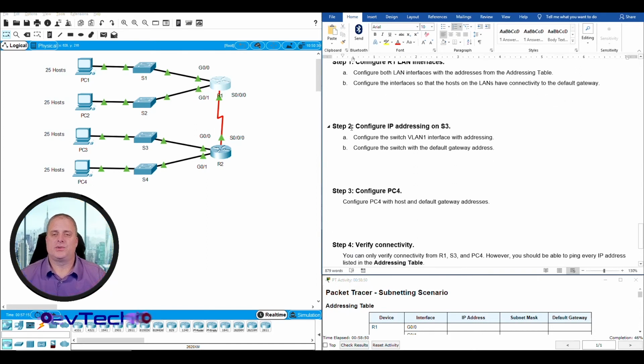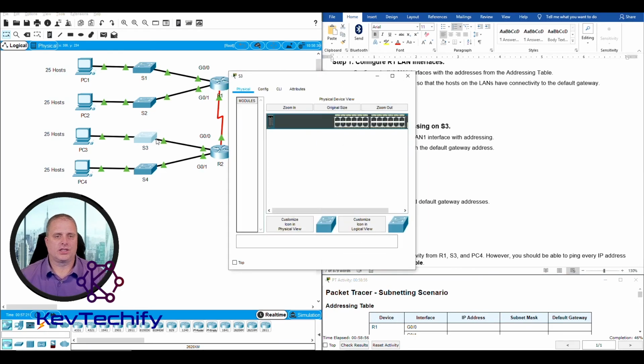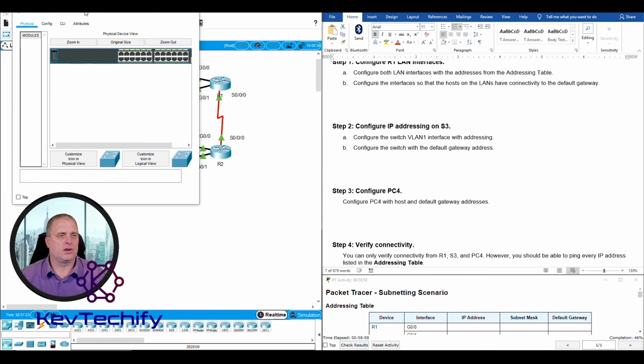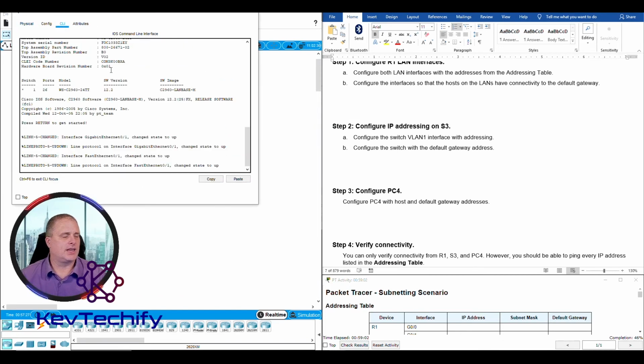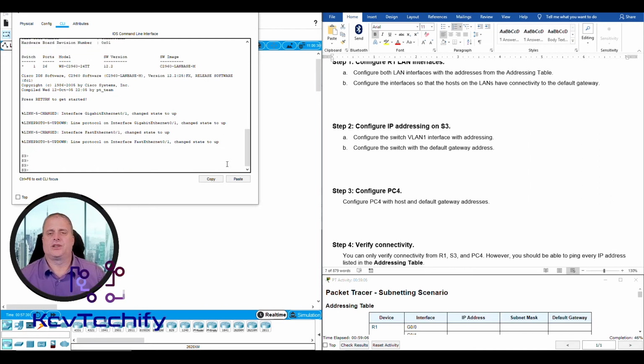We are on to step 2, configure the IP addressing for switch 3. Switch 3 is right here. I'm going to go ahead and click on switch 3. I'm going to slide it over a little, make the window a little bit bigger, click on our CLI tab. There we go. Hit enter a couple times, gives us a clean working area. On switch 3, configure the switch VLAN 1 interface with addressing. Configure the switch with a default gateway address.